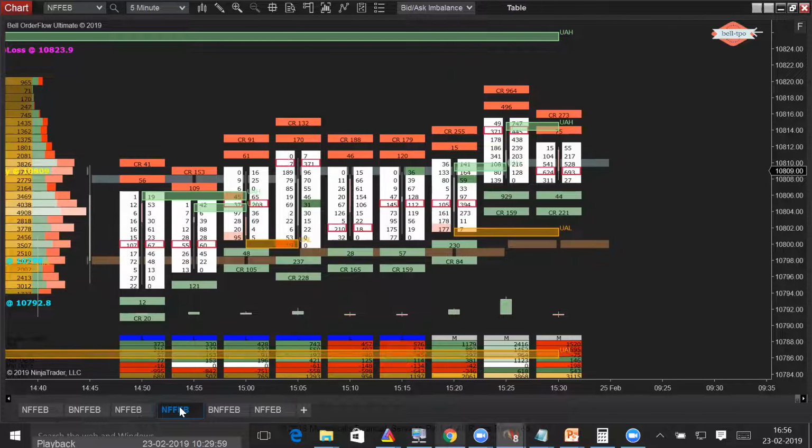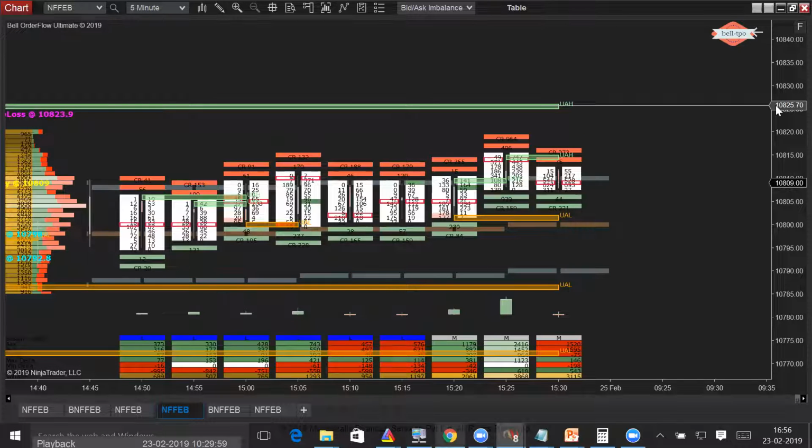So somehow, I'm just using Bell TPO since 2016 onwards. Prior to that, I used Market Delta, and there are a lot of tools there. You just go and search for order flow, you'll find tons and tons of tools. Right. Yeah. So was there any difference between Market Delta and this order flow, sir?